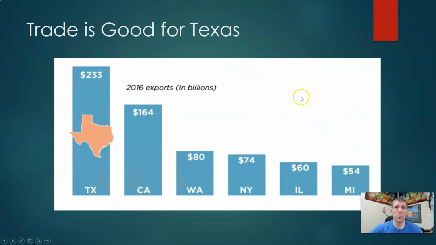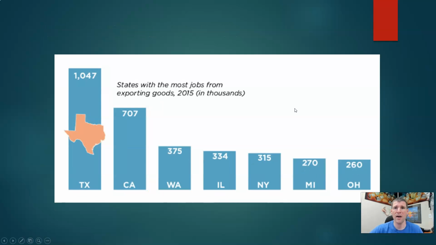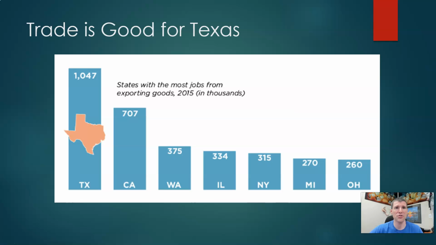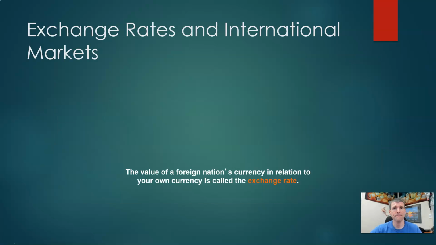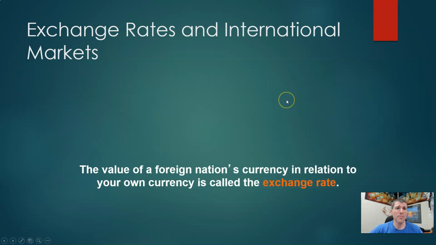All right, so exporting is big for Texas, especially when it comes to petroleum. That's one of the biggest export categories. And we have a whole lot more value and jobs involved in export industries than any other state. Okay. Now, a couple of last things to talk about here.